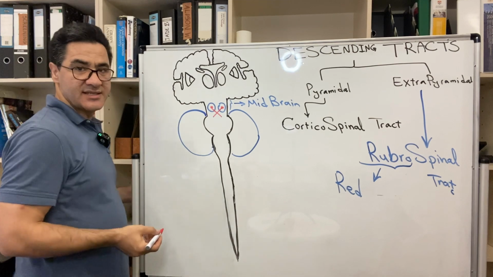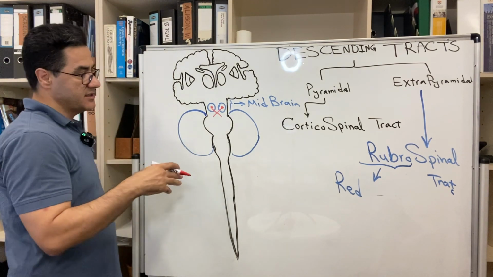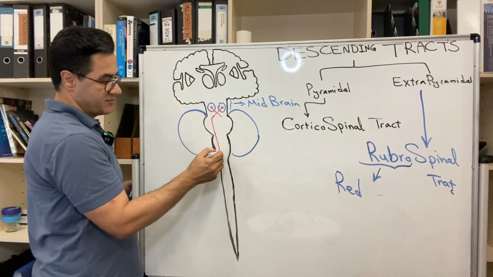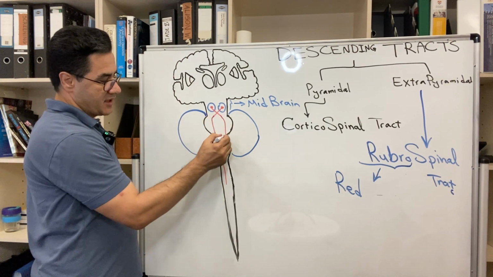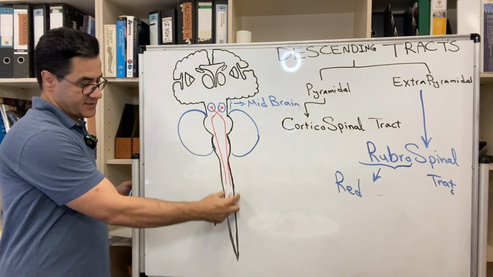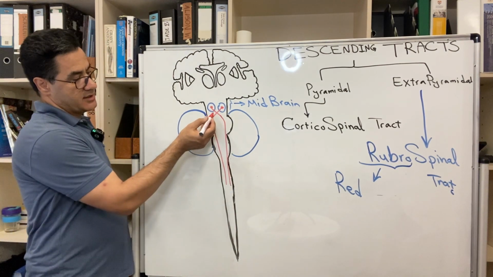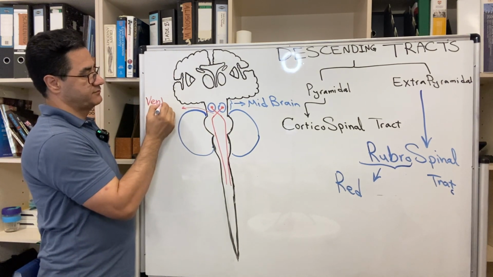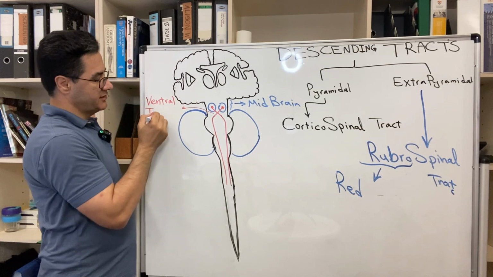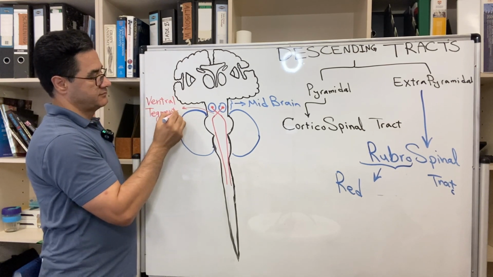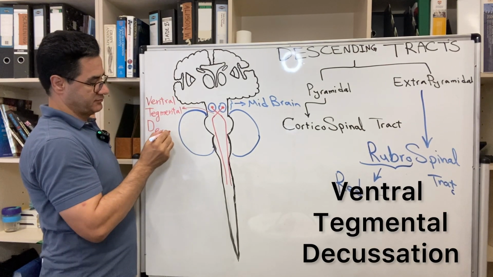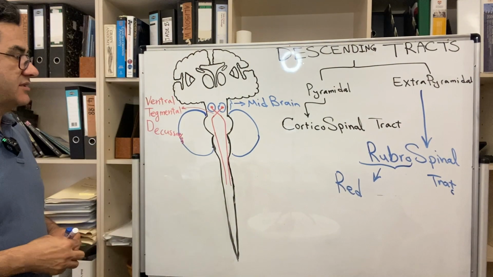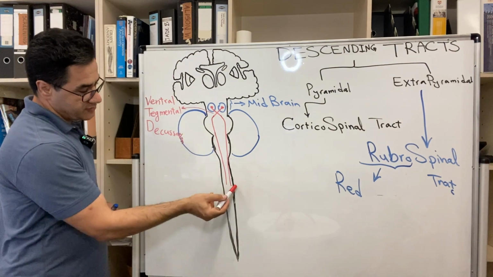It makes a decussation. The word decussation means crossing. Then it runs all the way down, crossing the pons, crossing the medulla, and then gets into the spinal cord. Here is the spinal cord. This decussation is known as the ventral tegmental decussation. After the ventral tegmental decussation, it runs all the way down to get into the spinal cord.